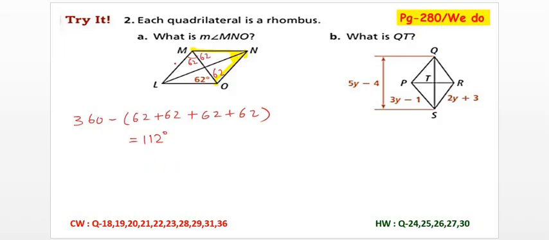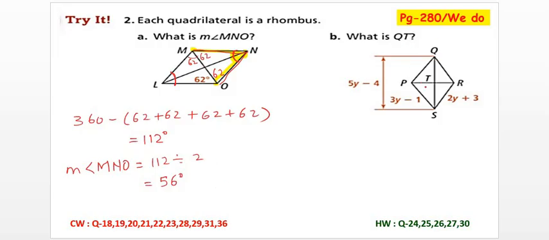Now this 112 degrees is for this pair and for this pair. Because we are trying to look for angle MNO, the measurement of angle MNO will be half of this, because this 112 is for both these angles. So if you take half of it, because both the angles are equal, that will be 56. So the value of angle MNO will become 56 degrees. Clear? Okay, now look at the B part.